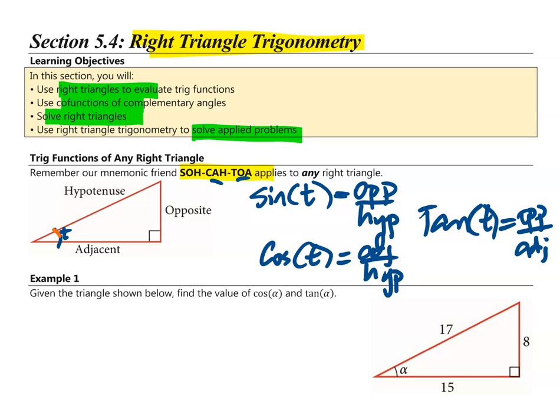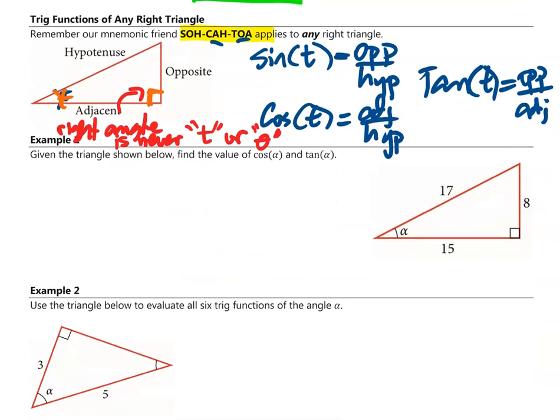So here is our angle T. This is the opposite side, the adjacent side, and the hypotenuse side. And this is a right triangle. And this right angle is never T or your theta. Alright, let's work on some examples here.